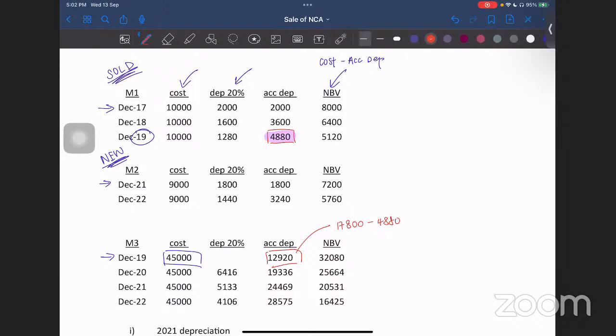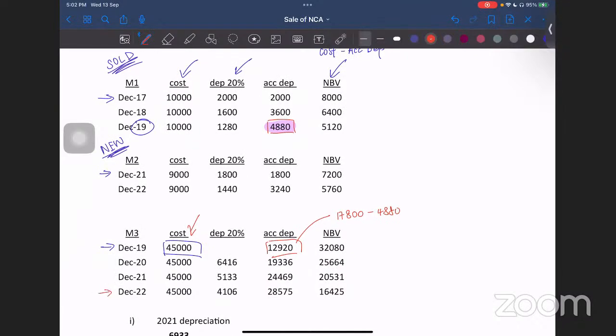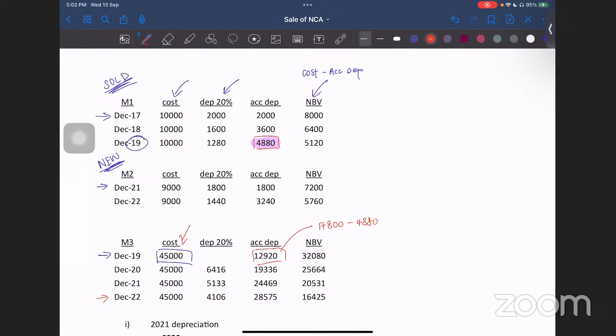Okay, then the rest, after you get this step correct and manage to get this 45,000 and this 12,920, the following will be the same. You will just keep on depreciating all the way until December 2020. Can? Same thing, I'm going to pause here for a little bit and let you look through the table and digest.